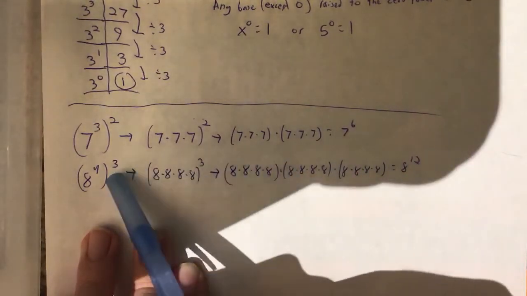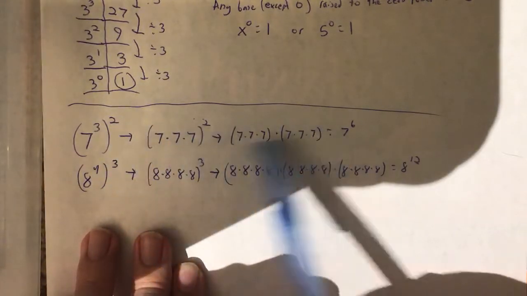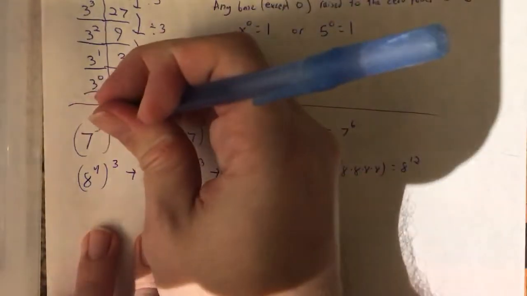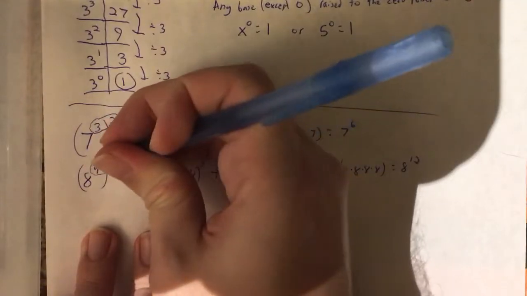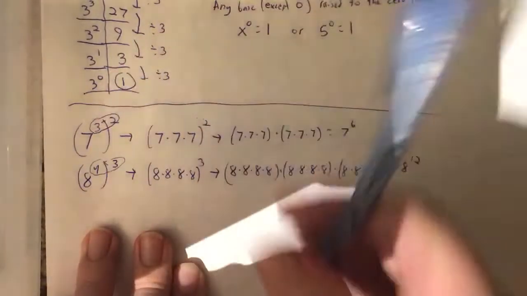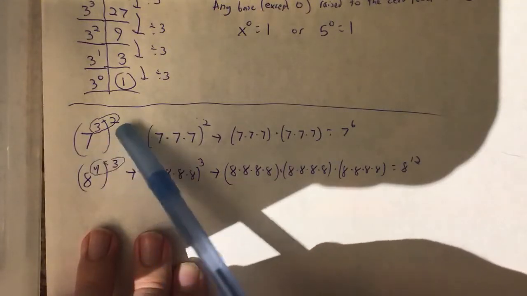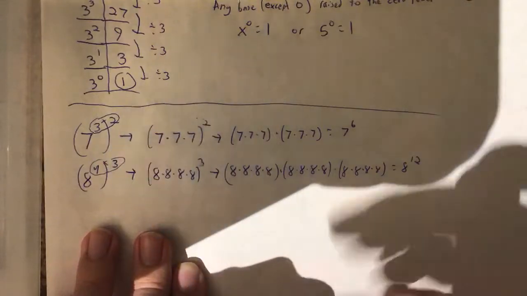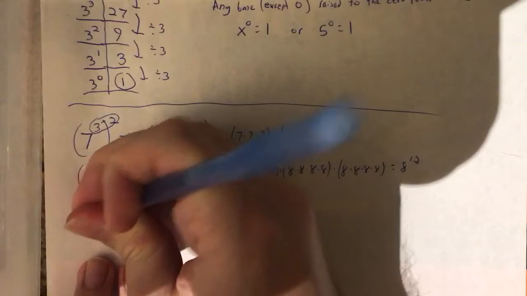So do you see a pattern? 7 to the 3rd power squared is 7 to the 6th, and 8 to the 4th power to the 3rd is 8 to the 12th. If you look at these, I'm just taking the exponents and multiplying them together. So when I have a number in parentheses raised to some other exponent, I just multiply the exponents. This is my power rule.